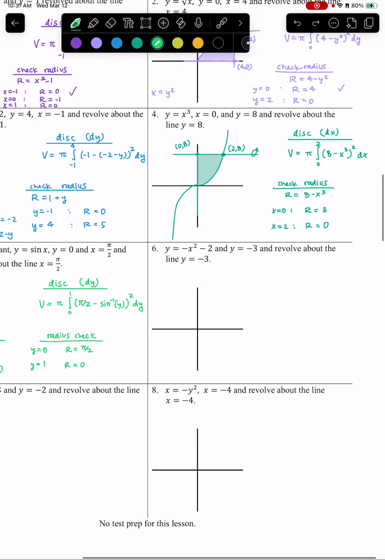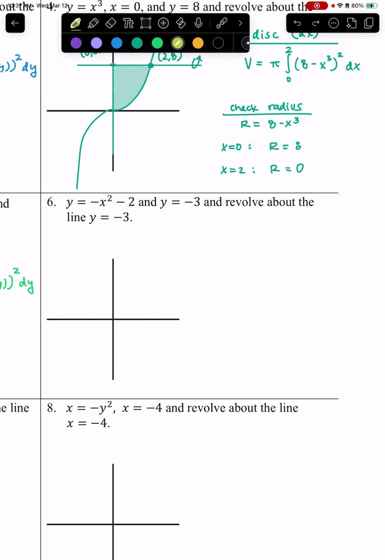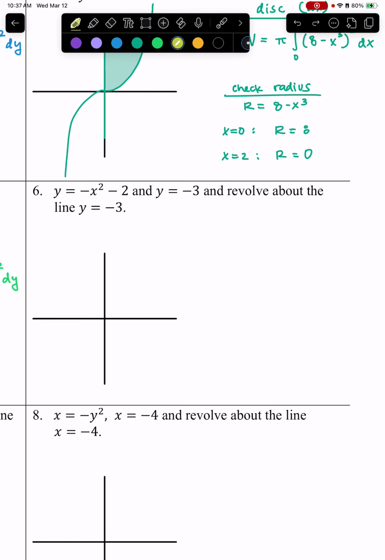All right, cool. Next one, negative x squared minus 2. So that's a downward facing parabola, not negative 2.